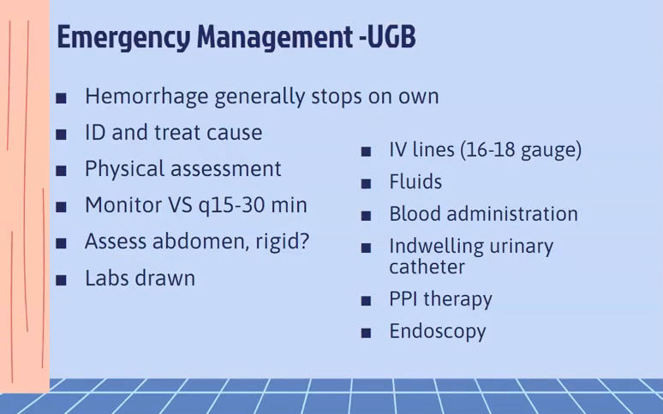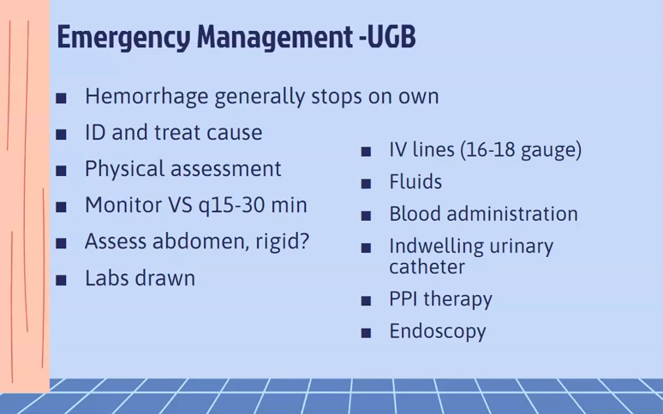So what are we doing as far as management if we have a client who has been diagnosed with an upper GI bleed? Hopefully the hemorrhage stops on its own. If it's esophageal varices, they probably are not going to stop, and we're going to have to go in and cauterize those bleeding vessels. We need to identify and treat the cause of the bleeding, physical assessments. We're going to monitor vital signs rather frequently because we're looking for a drop in blood pressure. They're probably going to be tachycardic as they are trying to compensate.